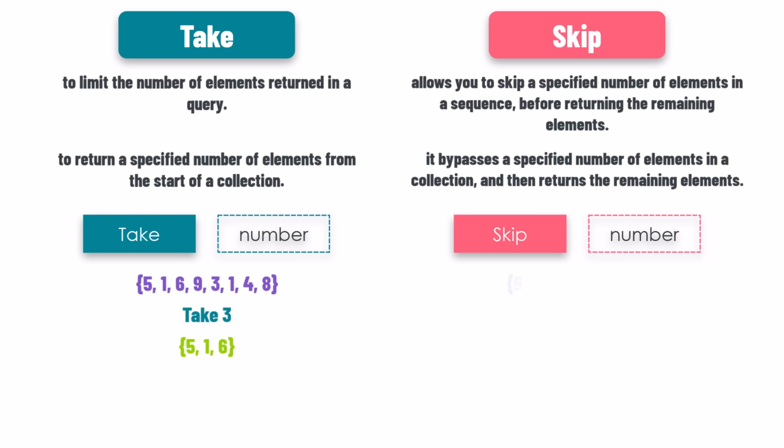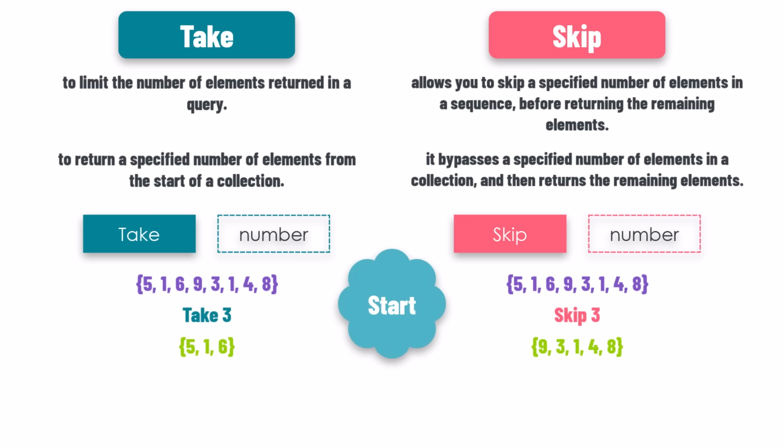For example, I have the following array and the following clause. The result here will be the following 5 numbers. So, I got all numbers except the first 3 using skip 3. It's very important to understand here that both clauses are to take or skip items only from the start of the sequence. That's all about both clauses.